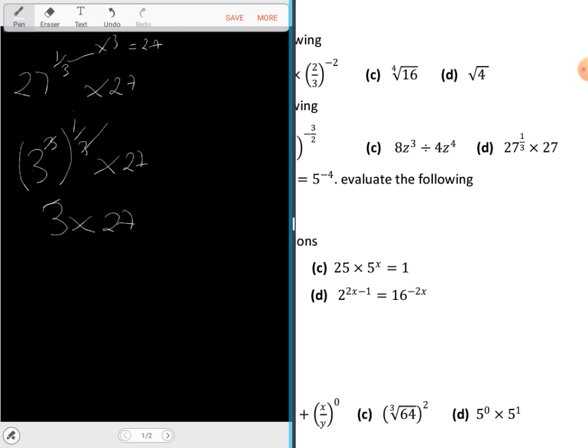So we have 27 here. So 3 times 7 you get 21 remainder 2. And 3 times 2 is 6, 6 plus 2, you get 81. Is it? Yes, you get 81.